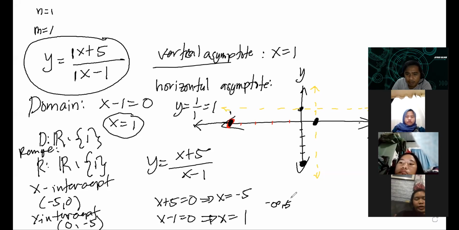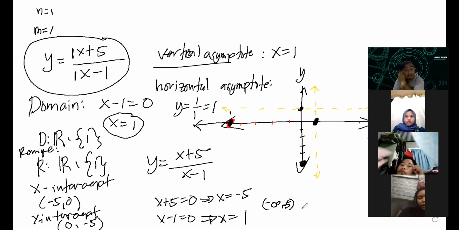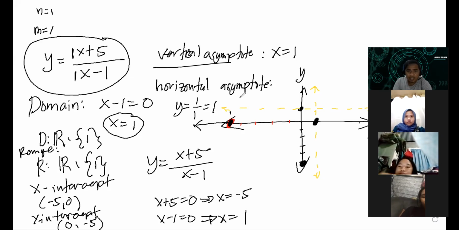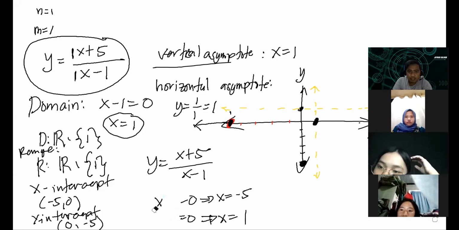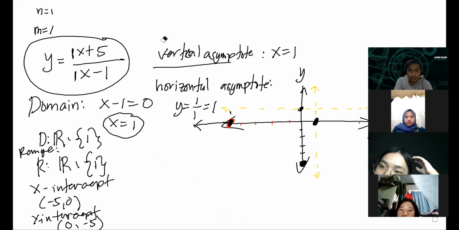Negative 5. Agree? That portion, right? Yes, sir. And the other interval will be from negative 5 to 1. Let me adjust it so we have enough space. So the first interval that we have is from negative infinity to negative 5.